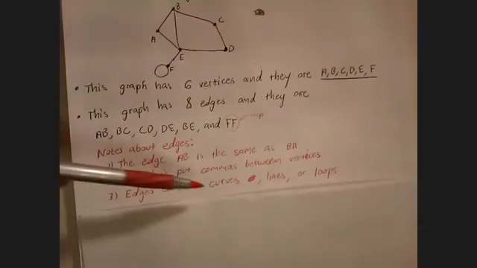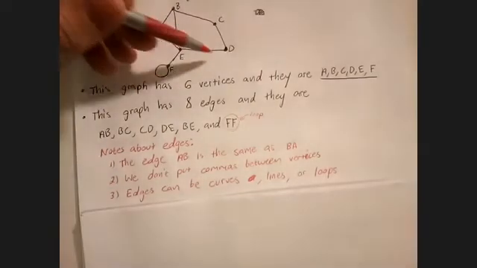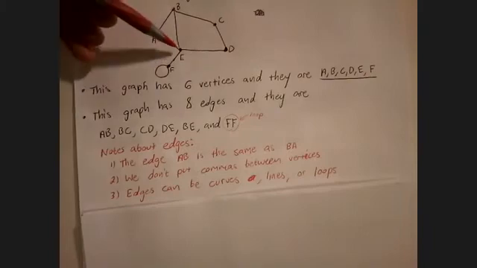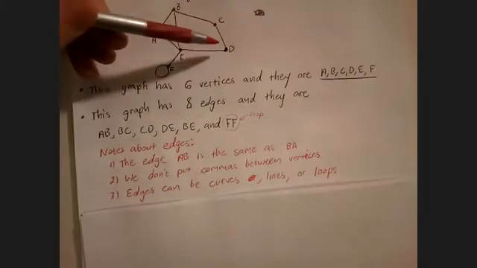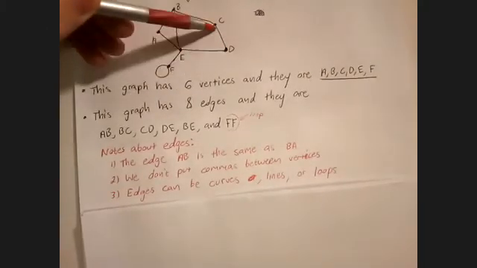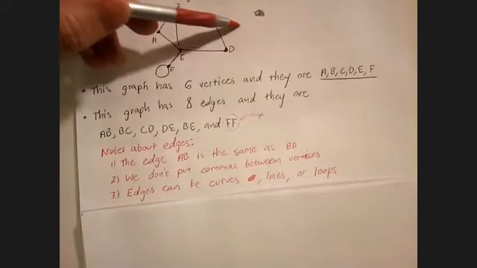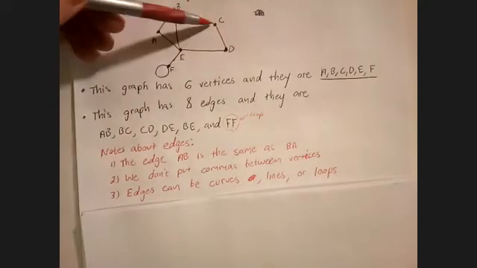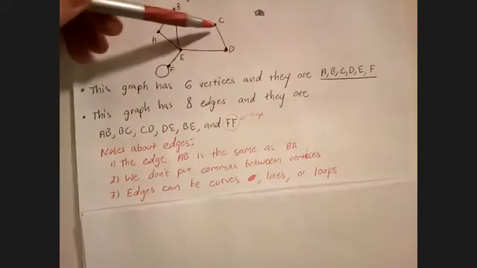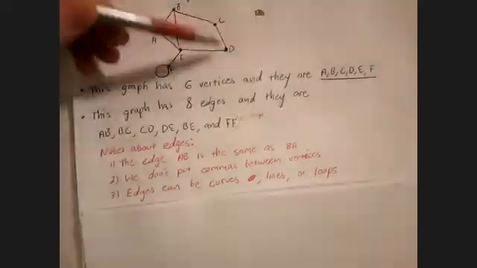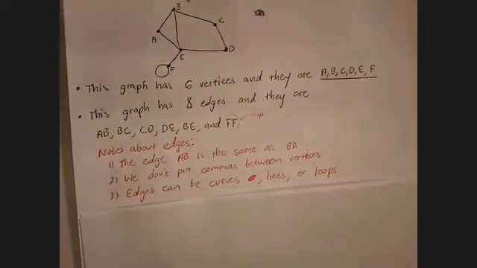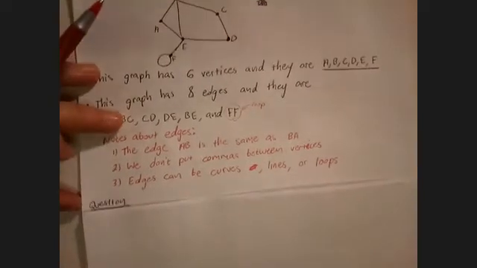And so an edge could be a curve, a line, or a loop. What I mean by a curve is, for example, C to D, I could have done some weird semicircle or loop kind of shape. It doesn't have to be a straight line like a polygon. And you'll see examples in the homework.